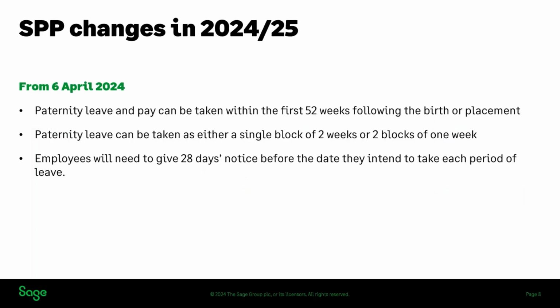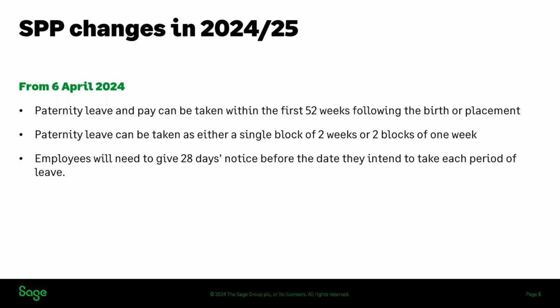So quick look at these changes, bit of a preview for you. With effect from the 6th of April, in relation to babies that are due from the 6th of April or later, paternity leave and pay will be able to be taken within the first 52 weeks following the birth or placement. So that's increasing from that 8-week period I've just mentioned.